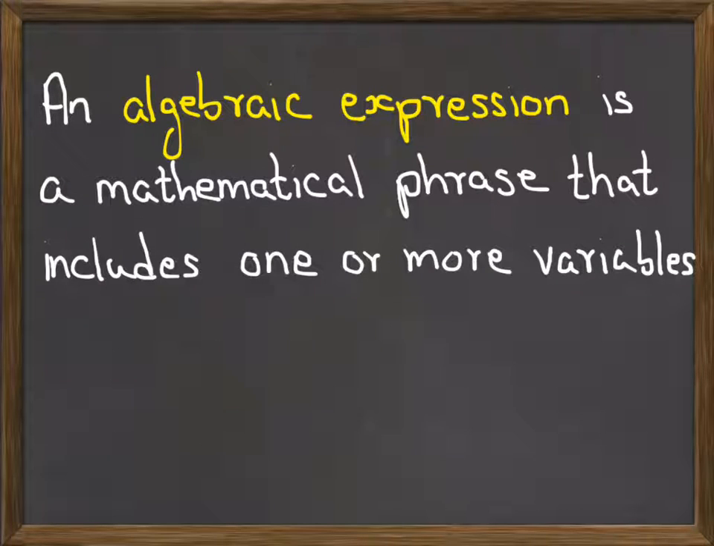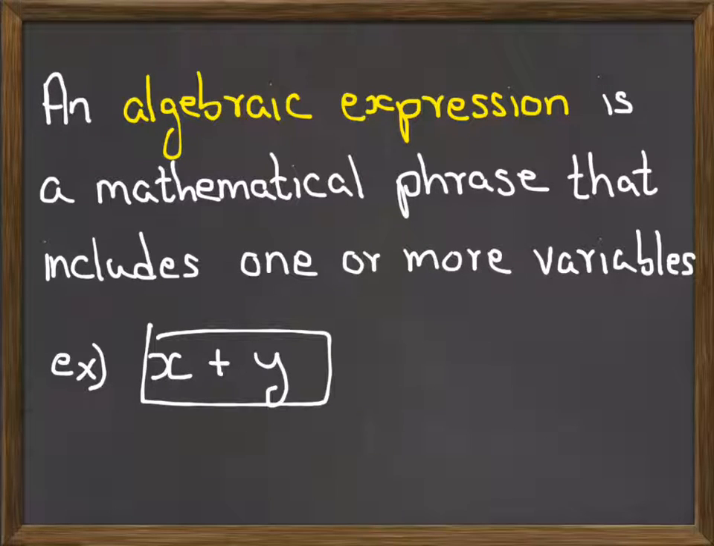What is an algebraic expression? An algebraic expression is a mathematical phrase that includes one or more variables. For example, is x a variable? Is y a variable? It can represent some quantity. Now, is this an algebraic expression? Because an algebraic expression is a mathematical phrase that includes one or more variables.